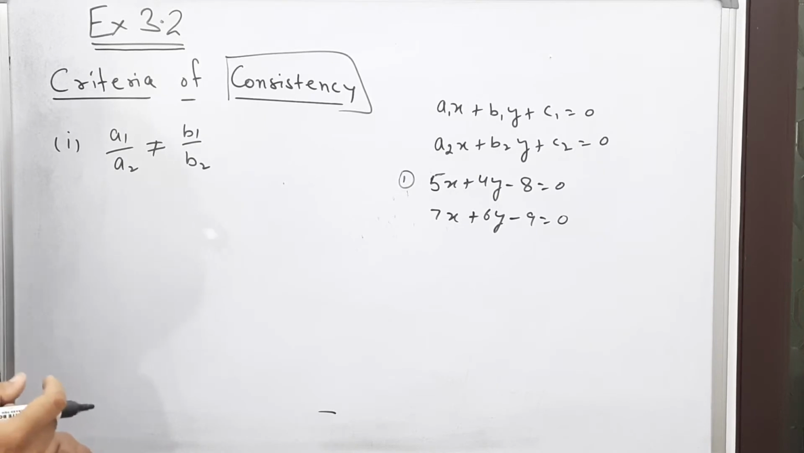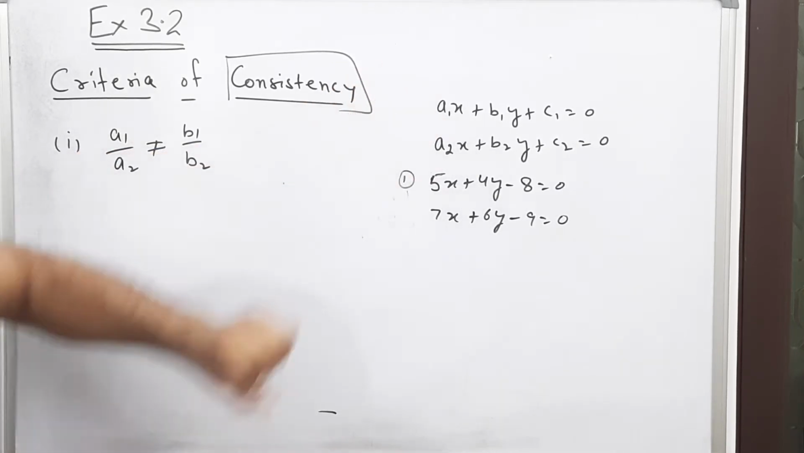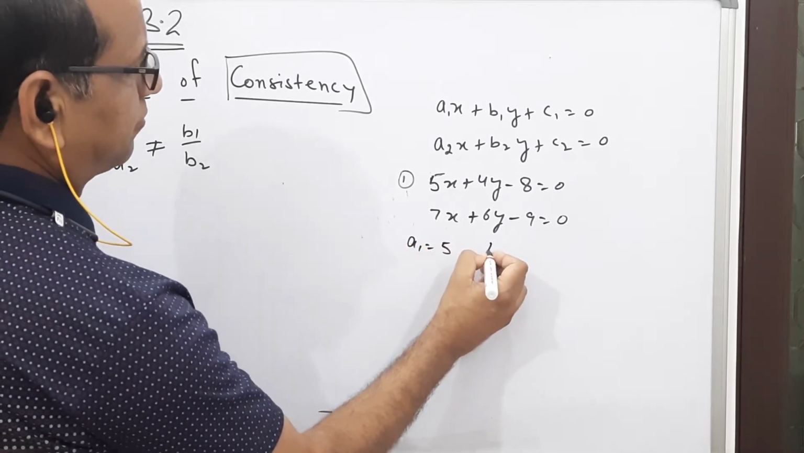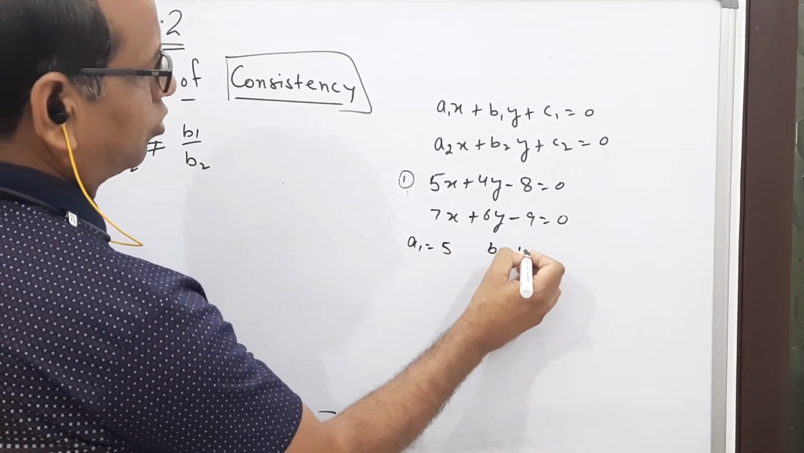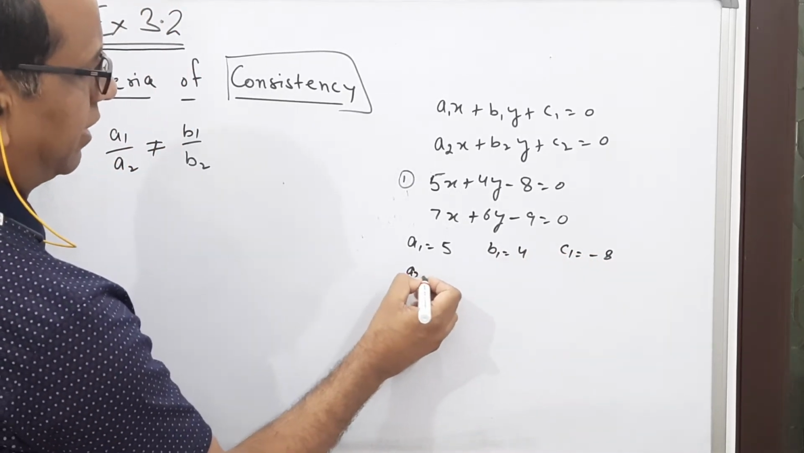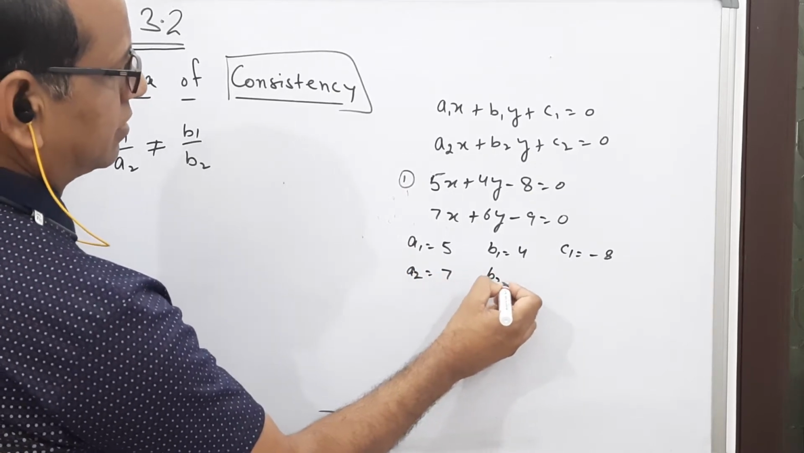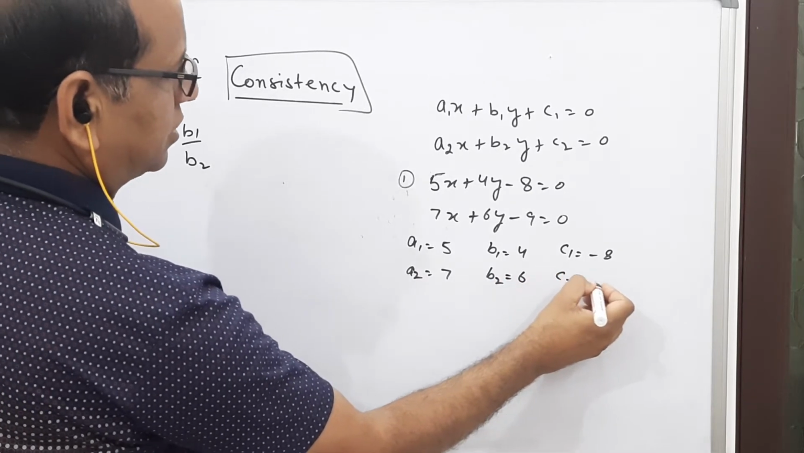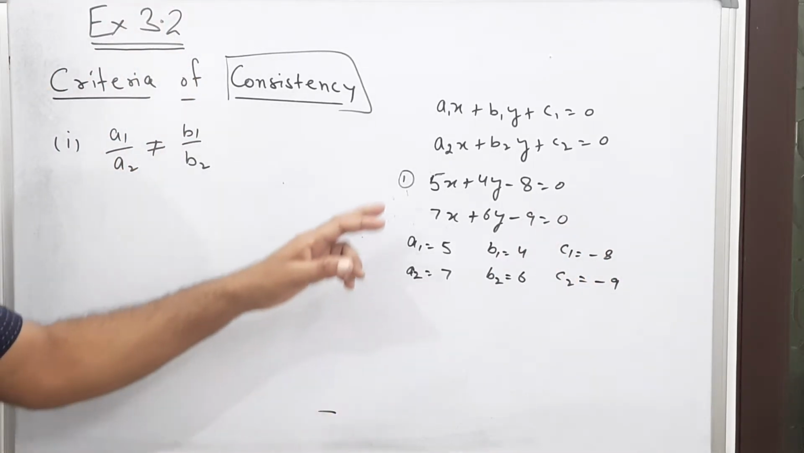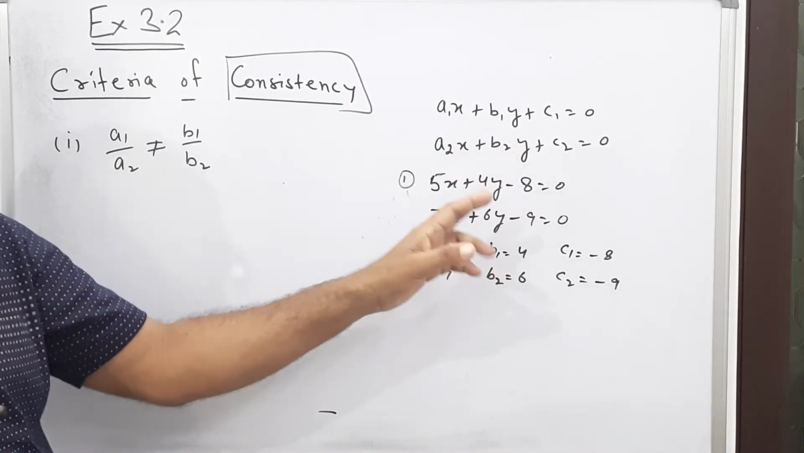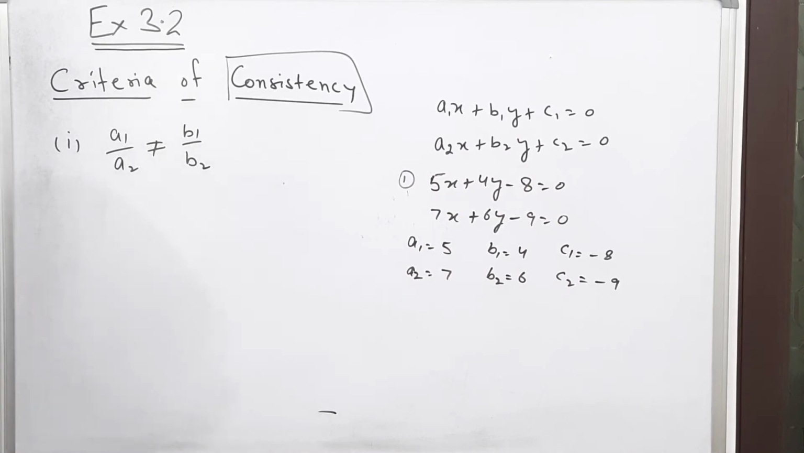Now look here. If I compare these two, then definitely the value of a1 will be 5, b1 will be 4 and c1 will be minus 8. Similarly, a2 will be 7, b2 will be 6 and c2 will be minus 9. When you compare any equation with the general equation, the right side must be 0, that is, the constant must be on this side. Now we will see what the criteria are.